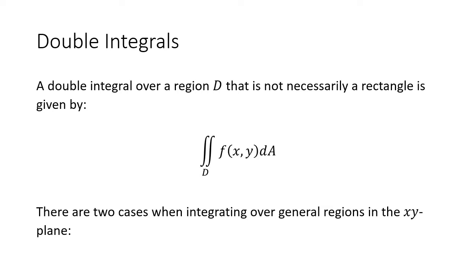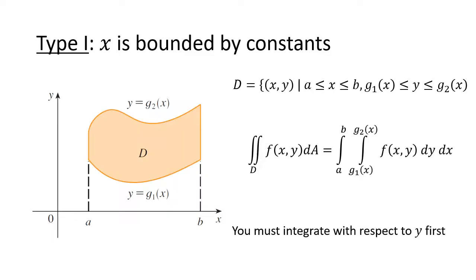And our notation is basically the same as it was with the rectangle, except instead of an R for rectangle, we have a D for region. Well, that's the convention. But it's the same idea.